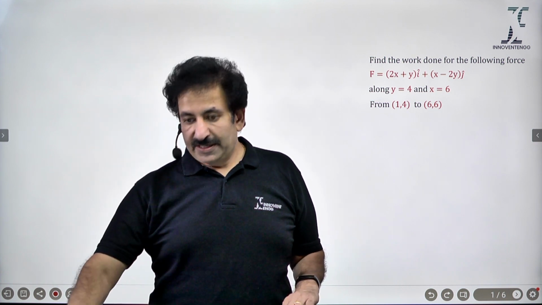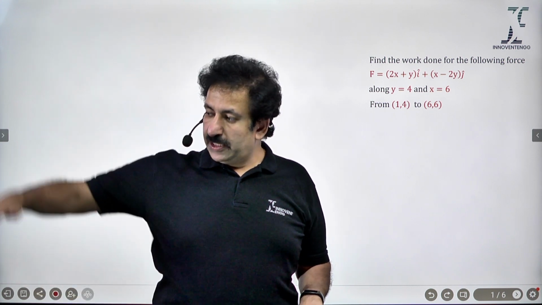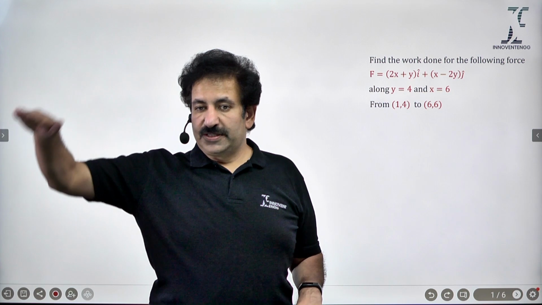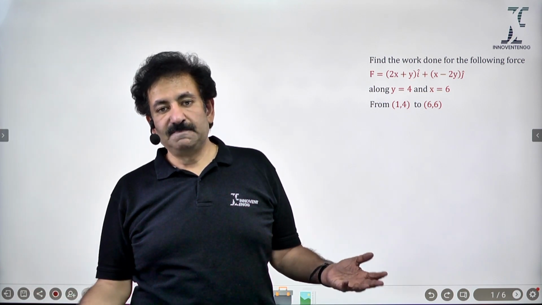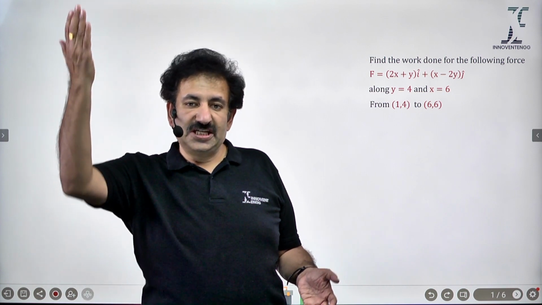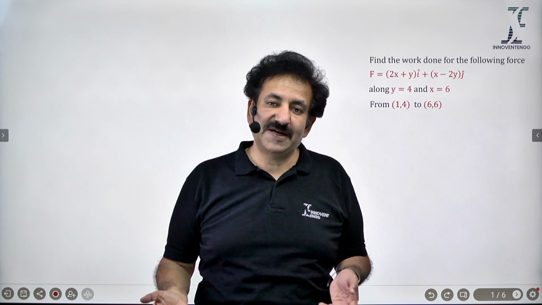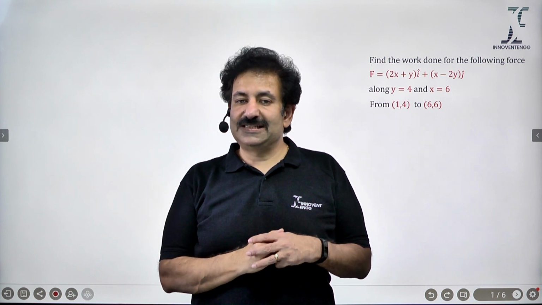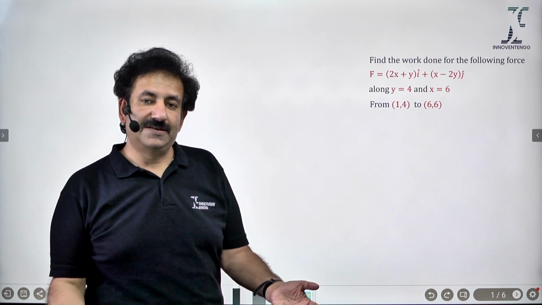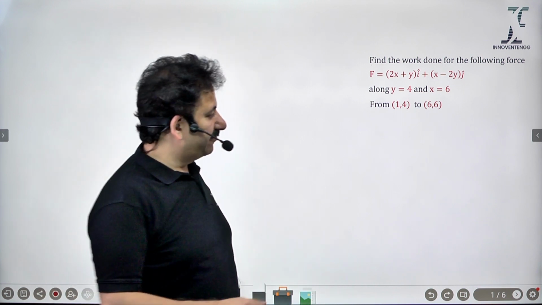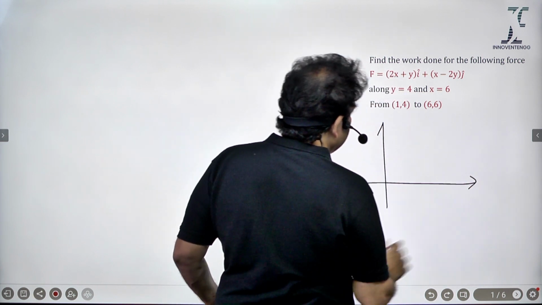For example, if I lift a stone from this point to this point, whether I move along a curve or along a straight line, it doesn't matter. The work done is the same, because it is the difference in the potential energy of the stone between the two points. And that is what we mean by a conservative field. Now let's represent this situation graphically and then evaluate it. That is the best way forward, because I am representing the path that I am taking.